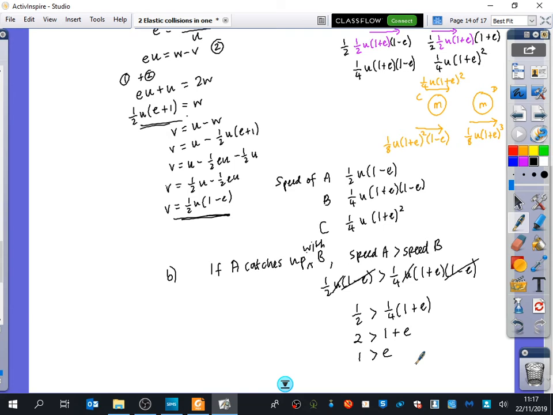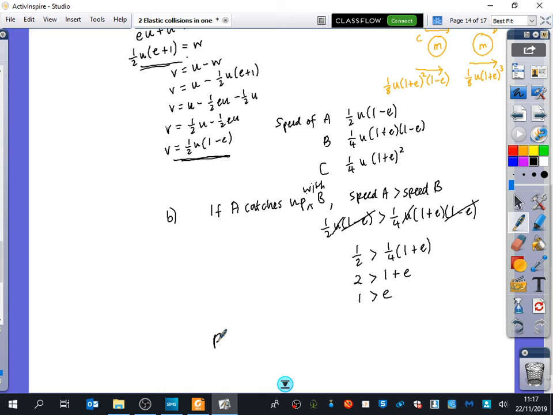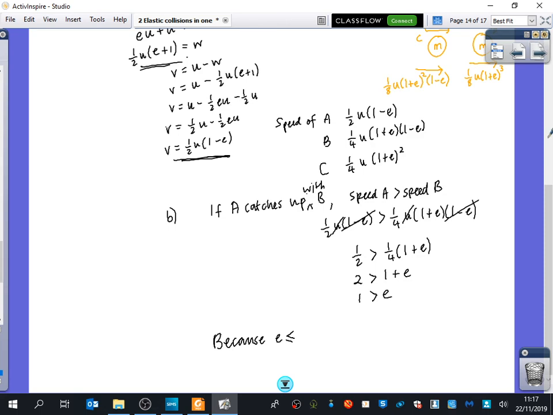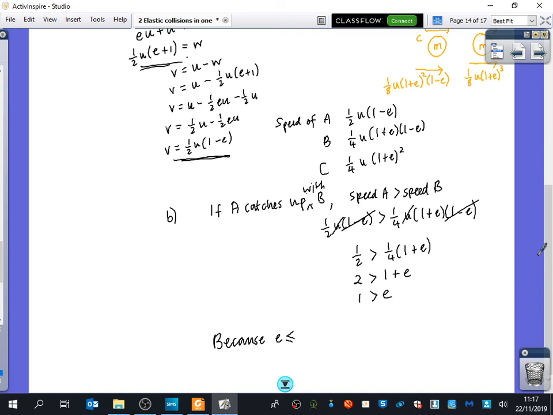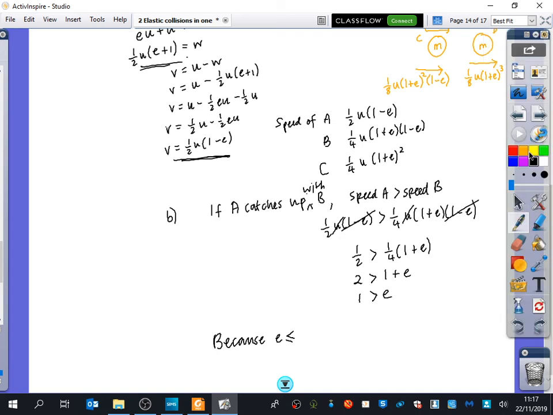So is the speed of A going to be greater than the speed of B? Yes, because E is always less than 1. Because E is less than or equal to, well, I think it says in the question it's less than or equal to 1 actually. I think in the question it says it is not equal to 1. So because E is less than 1, the speed of A is greater than the speed of B, so it catches up.